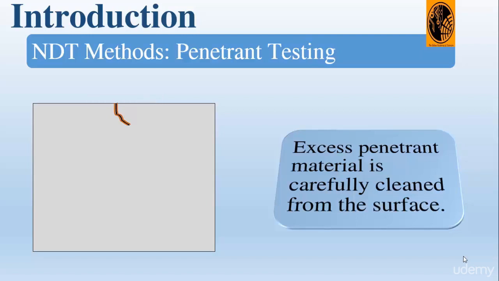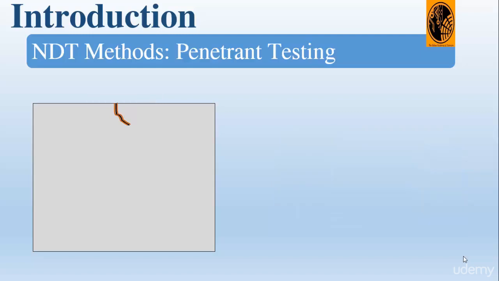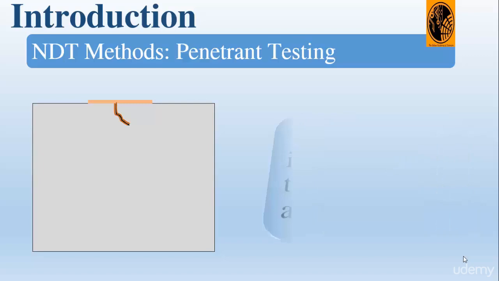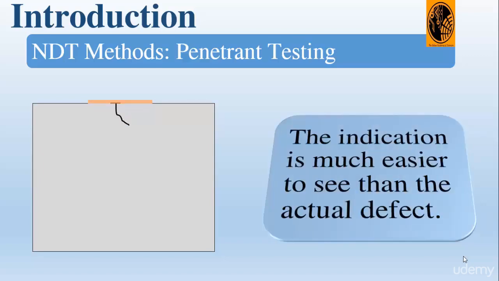So we remove the excess penetrant, and then we apply a developer. The purpose of the developer is to pull the trapped penetrant back to the surface. So here is the developer, and then the penetrant is pulled out, and we can see the indication.